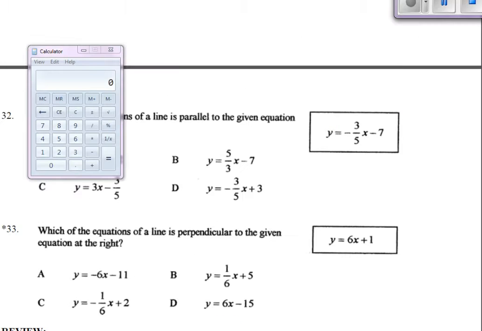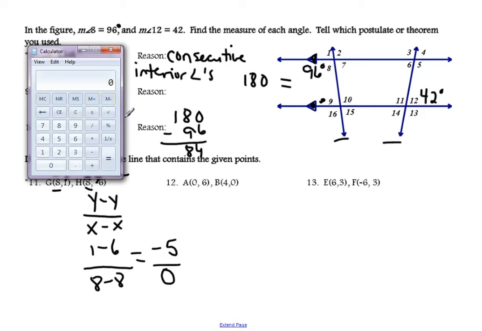So look what happens when I take negative 5 and divide it by 0. Hold on, let's try that again. Negative 5 divided by 0. Oh, look what happens. You cannot divide by 0.